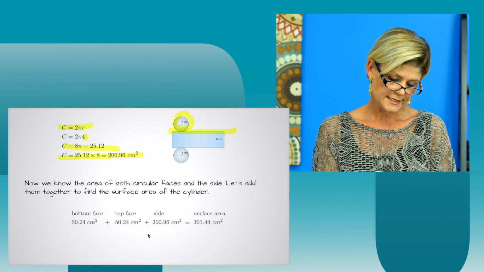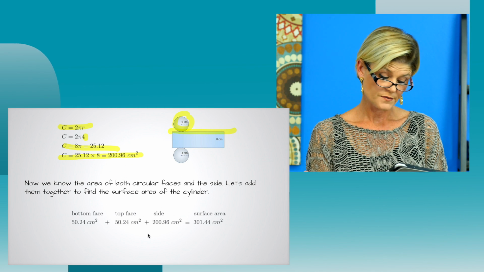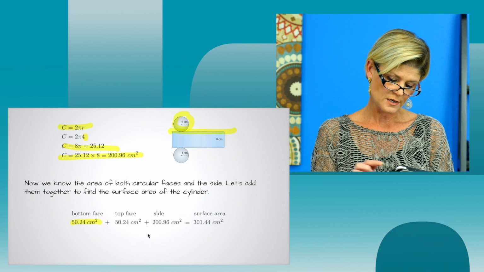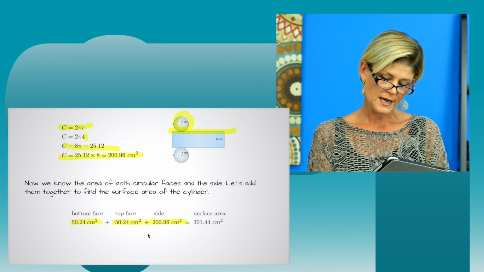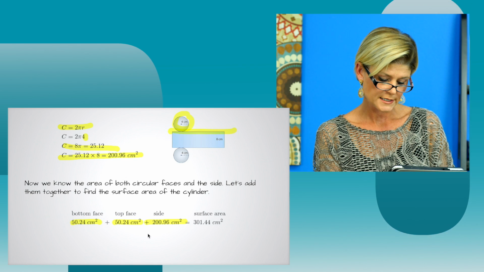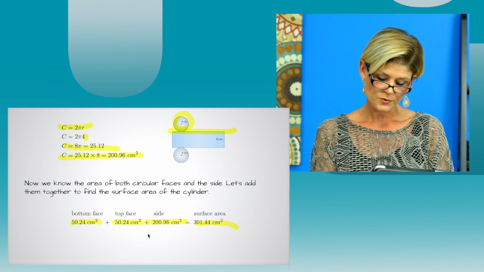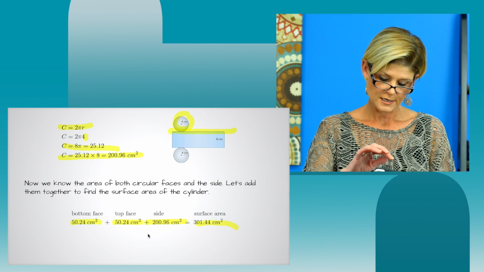Okay, so now we know the area of both circular faces and the side. So let's add them together to find the surface area of the cylinder. We know that the bottom face is 50.24 centimeters squared, and the top is as well. And we know that the side is 200.96 square centimeters. We're going to add all of those together, and we get 301.44 centimeters squared.